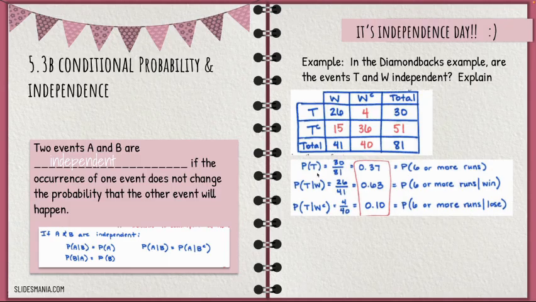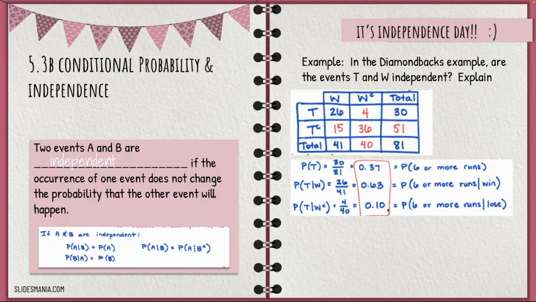The probability of taco is 30 out of the 81. The probability of taco given win was 26 out of 41. And the probability of taco given not win was 4 out of 10. So we look at each of these. Remember, the way you get a taco is if they have 6 or more runs. So this is the probability of 6 or more runs given a win, and this is the probability of 6 or more runs given a loss.